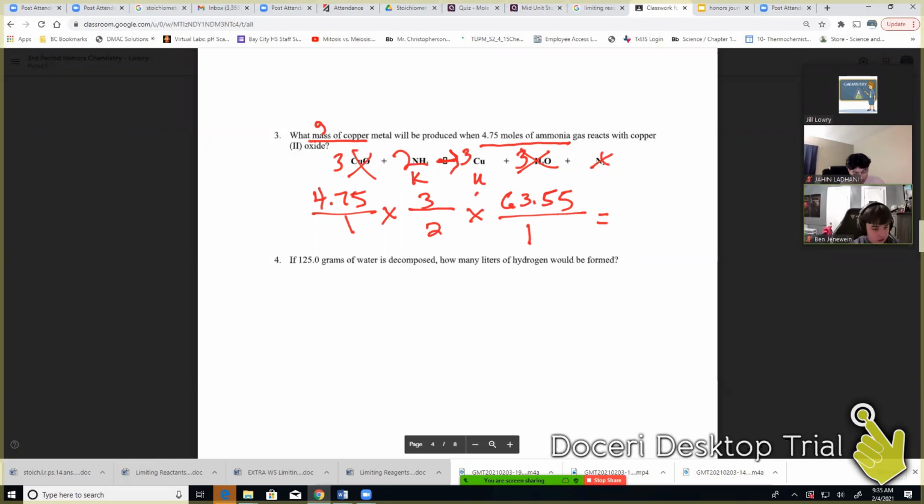Divided by 2. Oops, I'm multiplying by 2. That doesn't help. Times 3 times 63.55. I got, in 3 sig figs, 453. And my units are grams. So as y'all start to do your practice here in a minute, play around and see which one y'all like better.